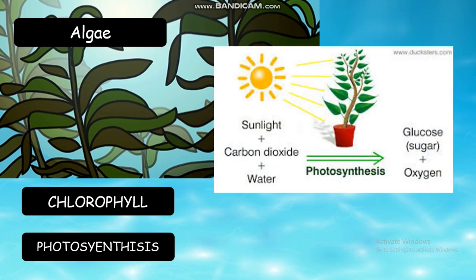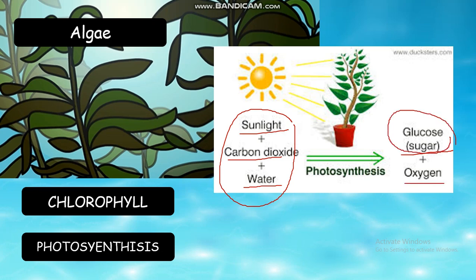During photosynthesis, a plant uses sunlight, carbon dioxide, and water. It combines all these three things and produces sugar, which is a form of glucose, and oxygen. So this glucose is used by the plant and other organisms, and this oxygen is used by living things to breathe.